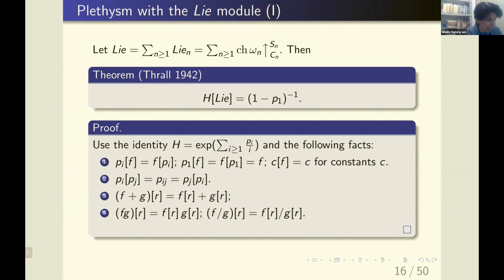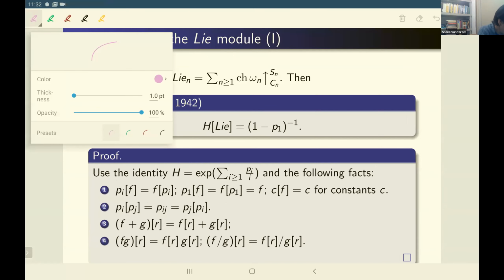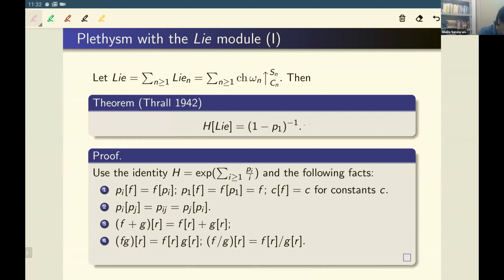So in other words, you get 1 plus p1 plus p1 squared, and so on. Okay. So you can prove this, if I have time. I did want to do this at the end, right?